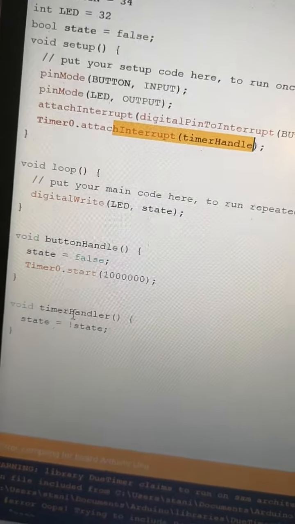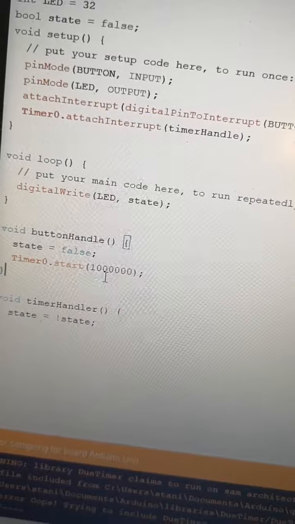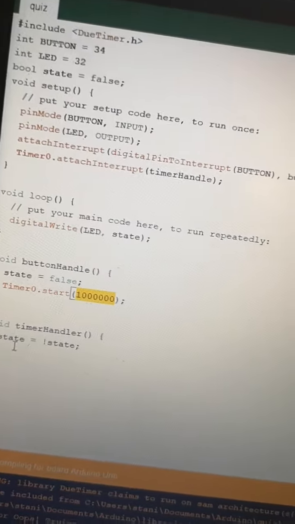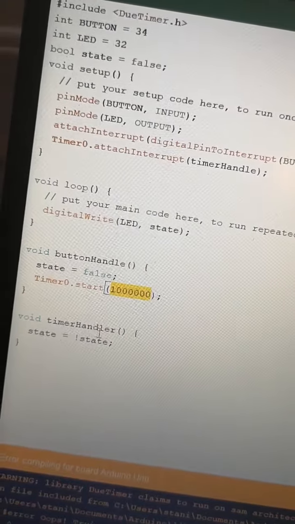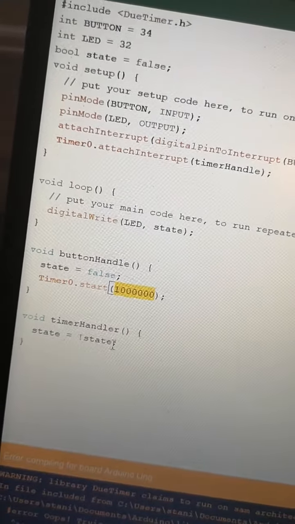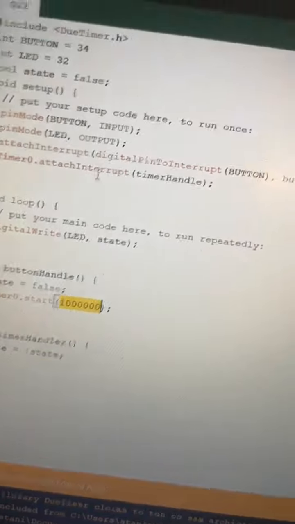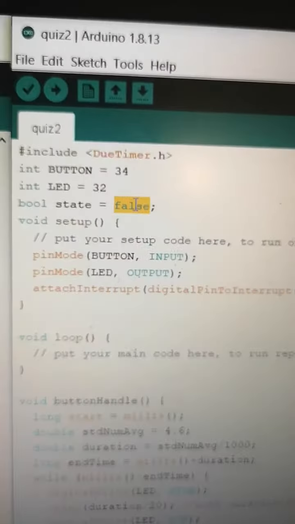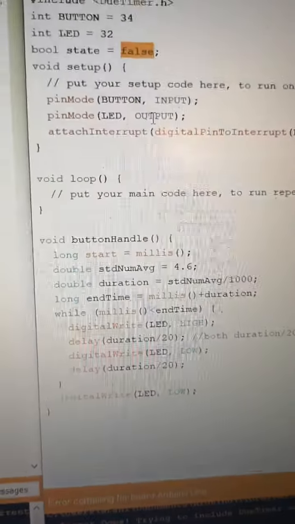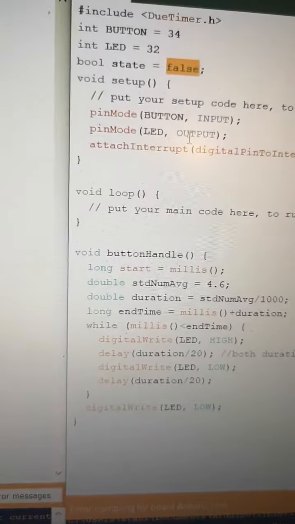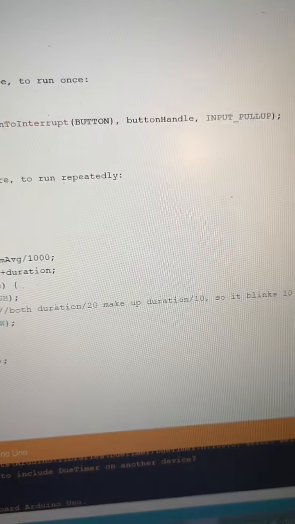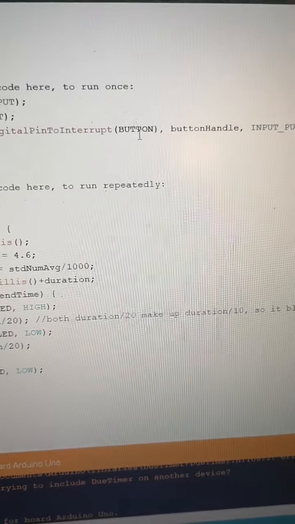And then every this many units of time, it activates this timer handler, and that negates the current state, and the state is initially set to false. And the second question, as requested, the state is also initially set to false, and then when you call it, I don't use the timer here, I use only the interrupts connected to the button pin.